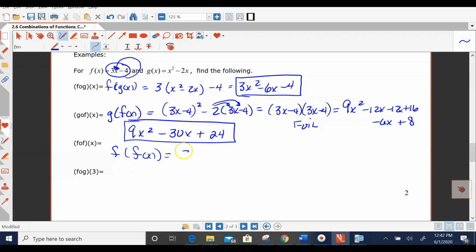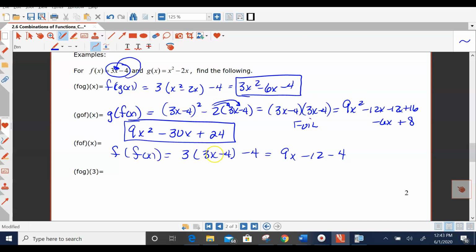So that would be a 3 times 3x minus 4, and then a minus 4. So I'll put F inside of itself. So we get 9x minus 12 minus 4. Oh my gosh. My brain and my hand are not working in unison right now.